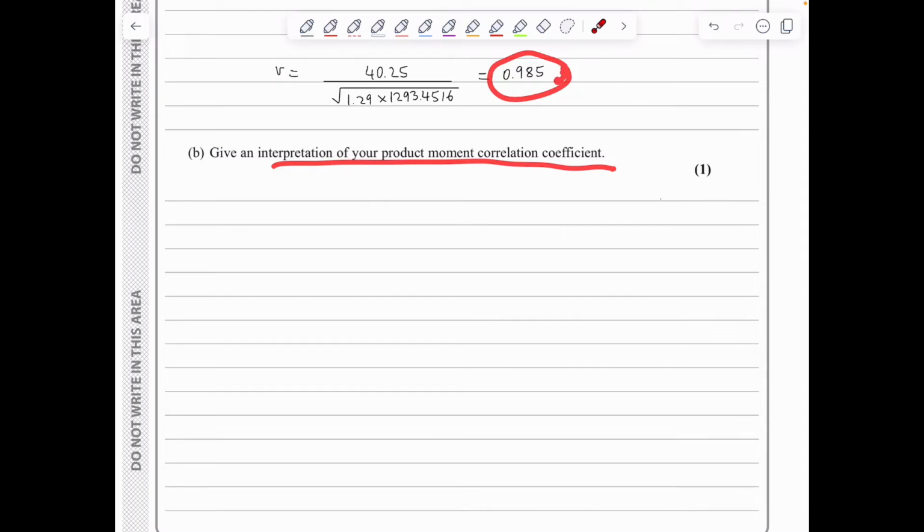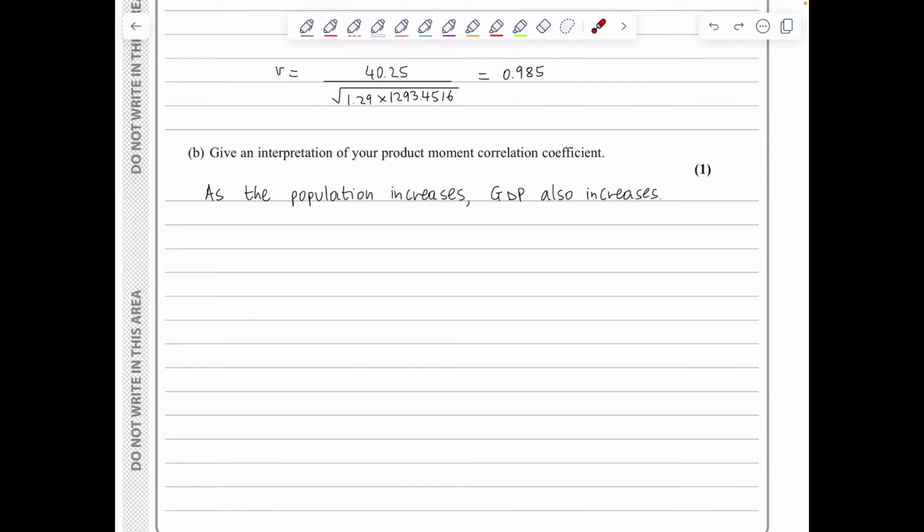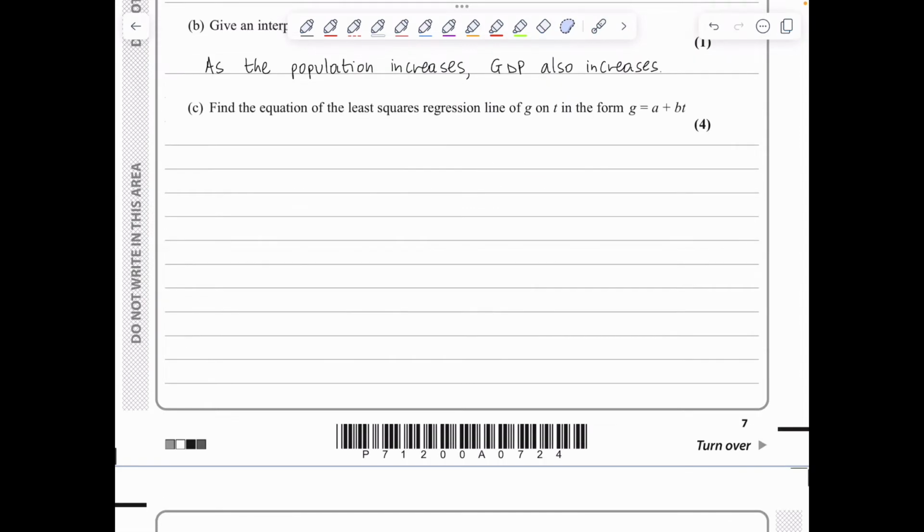This means we've got positive correlation, which in context means that as the population increases, the GDP also increases. In part C, we are asked to find the equation of the least squares regression line of G on T in the form G is a plus bT. I will start by finding the gradient b, which we know is given by STG over STT. So this is going to be 40.25 over 1.29, which in exact form is 4,025 over 129, which correct to 3 significant figures is 31.2.